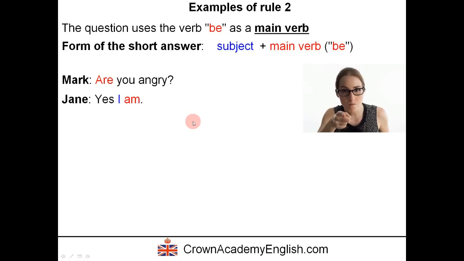But what if the answer is no? Well, Jane says, no, I am not. This is the full form. And here is the contracted form. No, I'm not. So this means Jane is saying, no, I'm not angry. But we don't repeat the word angry because we want this to be a short answer.